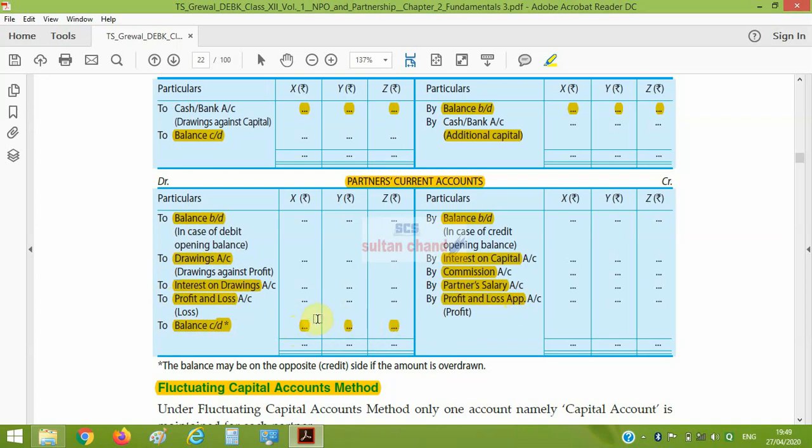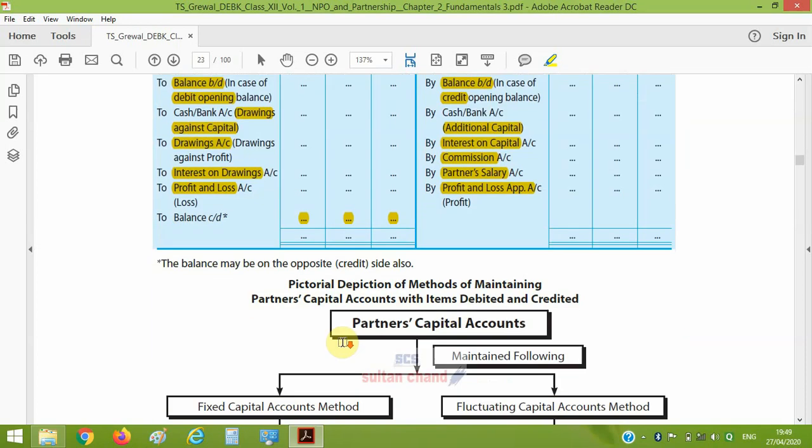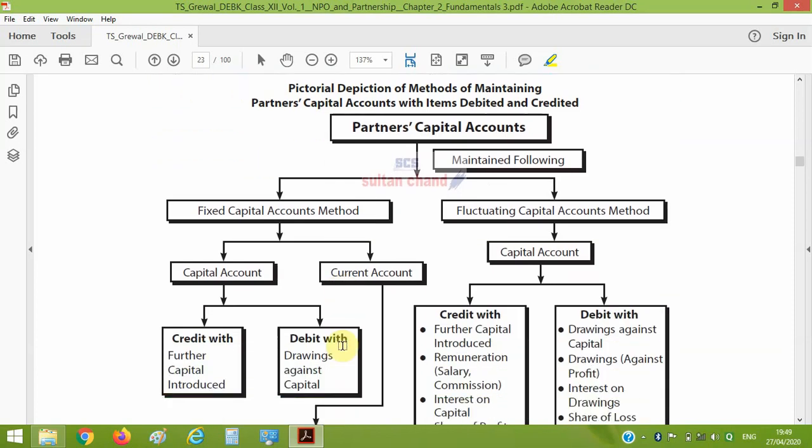If any partner has a carried down balance on the credit side here, then it will be shown on the asset side, and normally if the balance carried down is on the debit side of this account, it will be shown under the liability side of the balance sheet. I think the difference between these two has been clear to all. Now let's take an example by which we do a practical question so that we clarify the topic.